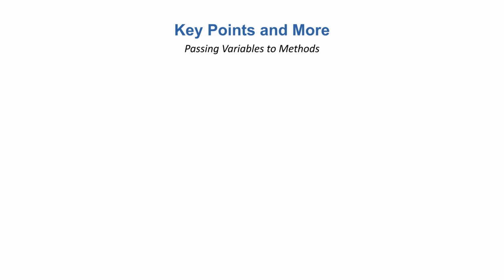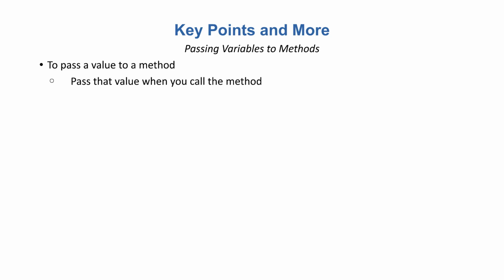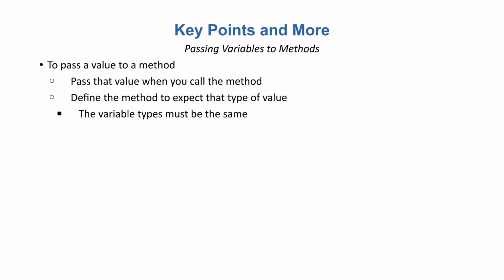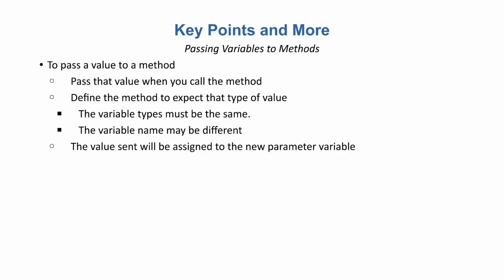Key points and more. Passing variables to methods. If your code has a value you want a method to use, pass that value as a parameter when you call the method. Define the method to expect that type of value as a parameter giving both the variable type and the variable name. The variable type defined in the method declaration must be the same type as the variable passed in. The variable name defined in the method declaration may be different from the name of the variable passed in. The value of the parameter sent will be assigned to the new variable defined as the method parameter. The method can then use the new variable in its code.